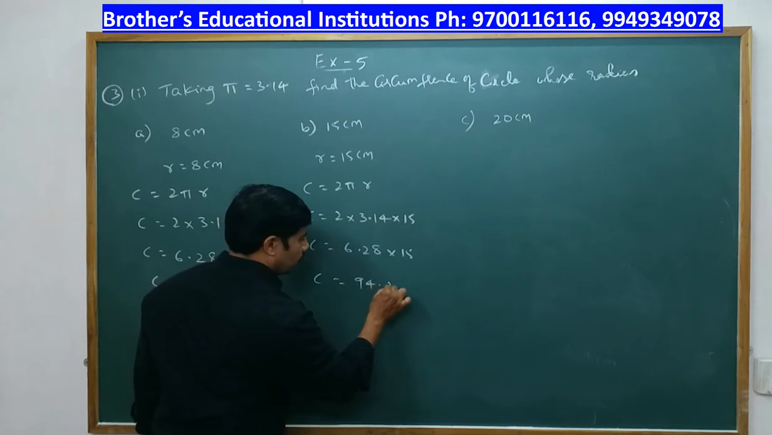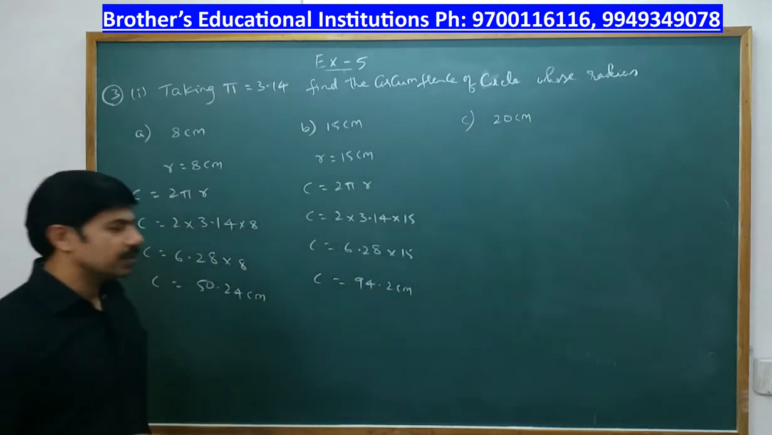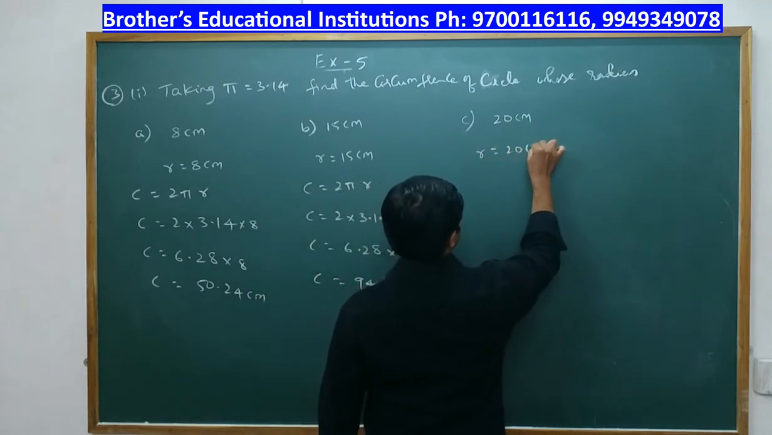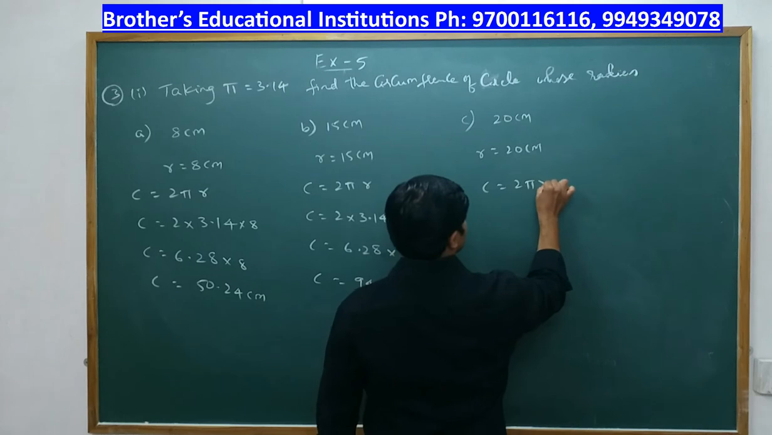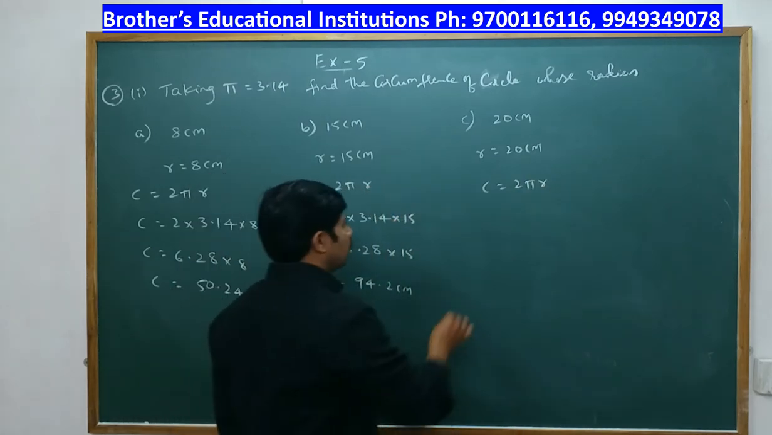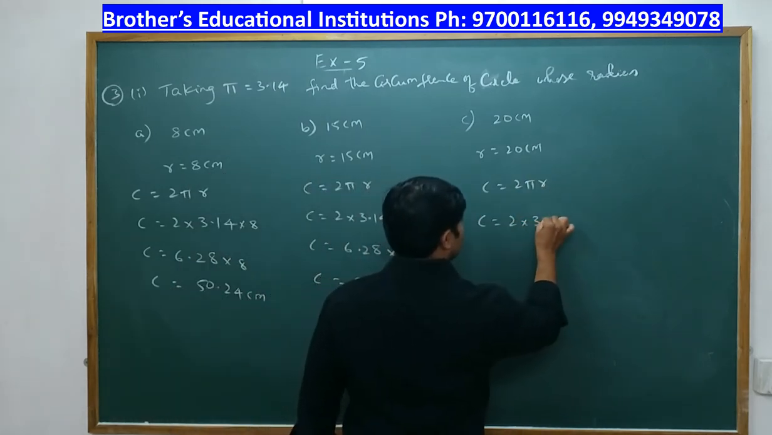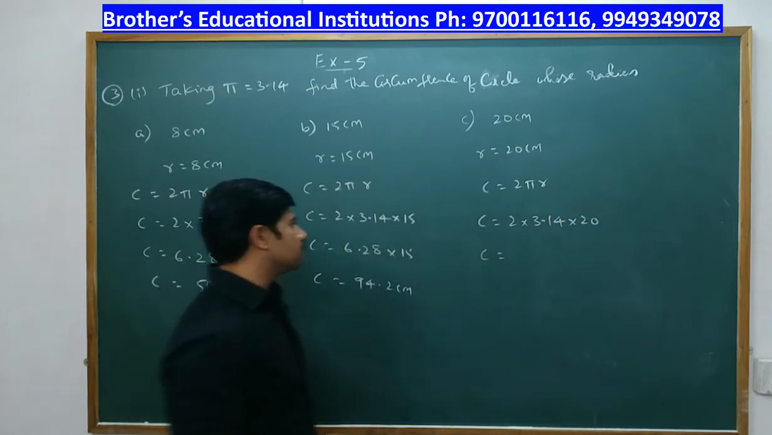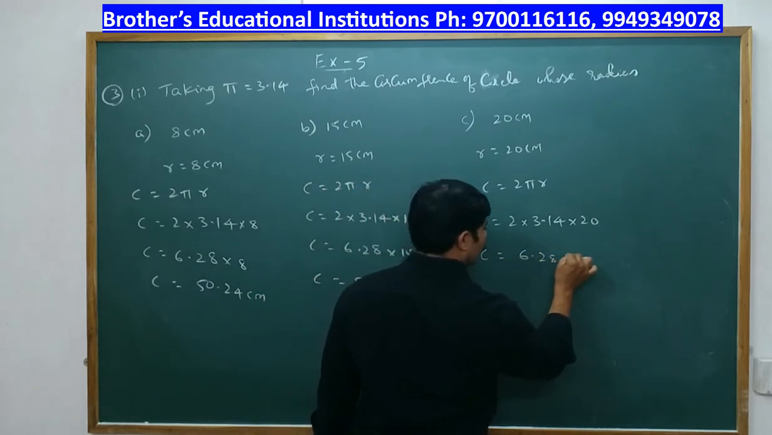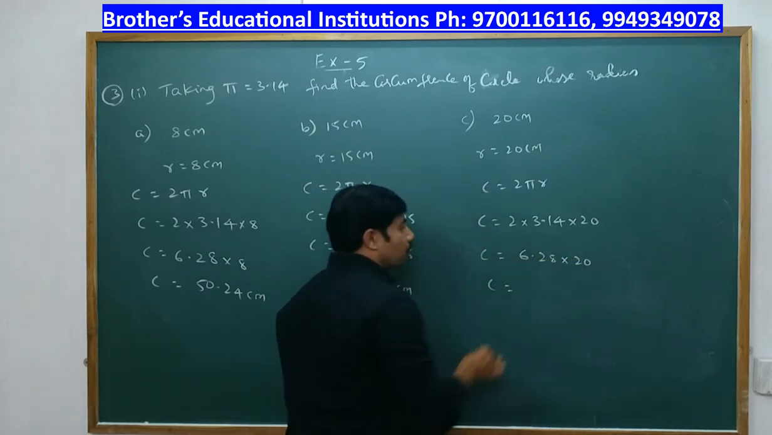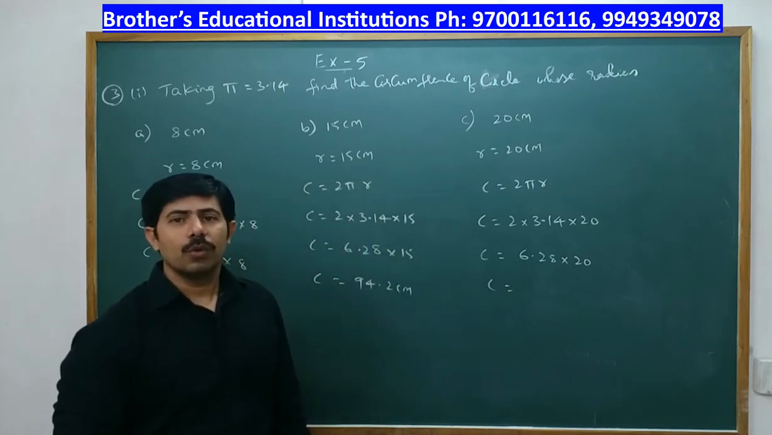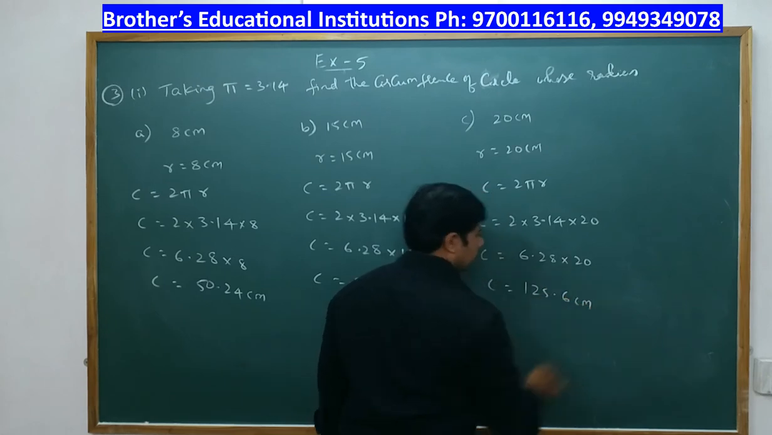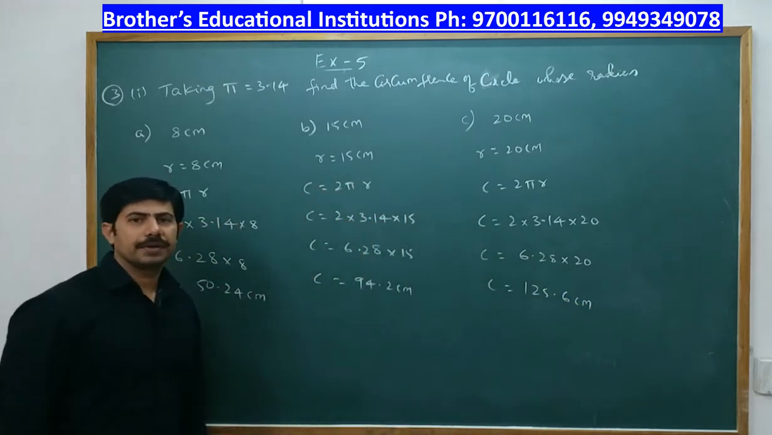So 94.2 centimeters is the circumference of a circle. Now the third one, r is equal to 20 centimeters. So C is nothing but 2 pi r. Okay. So C is equal to 2 into 3.14 into 20. So C is equal to 2 into 3.14, which is 6.28. So it is 6.28 into 20, which comes to 125.6 centimeters. Okay. So this is completed.